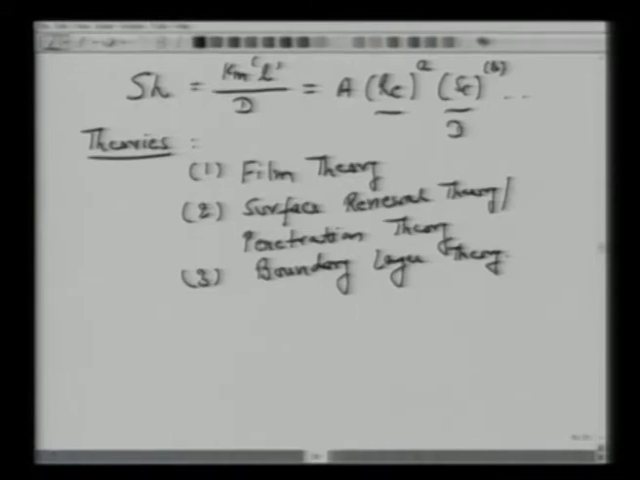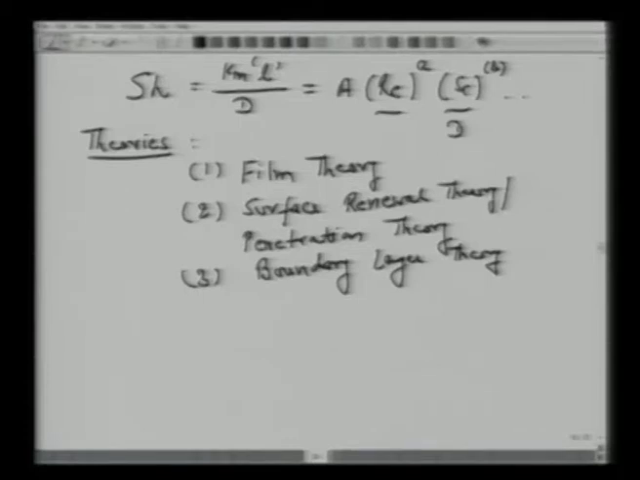Okay, so what we will do now is go through these three theories, and we will stay away from rigorous mathematical representation or derivation. Instead, we will see the main, fundamental postulates of these theories. So the most common theory here is film theory, and the main postulates of this theory are that we assume there is a steady state.